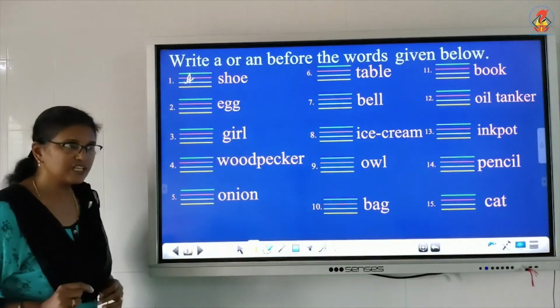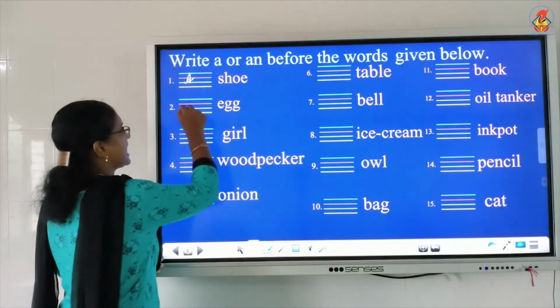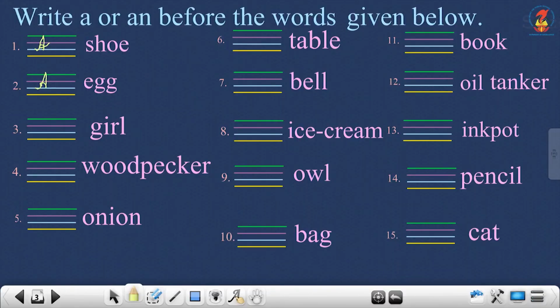The next one, children. Right. An egg. Good. Then what will be the next one? Correct. A girl. Very good, children. Dash woodpecker. Come on. Yes. A woodpecker.